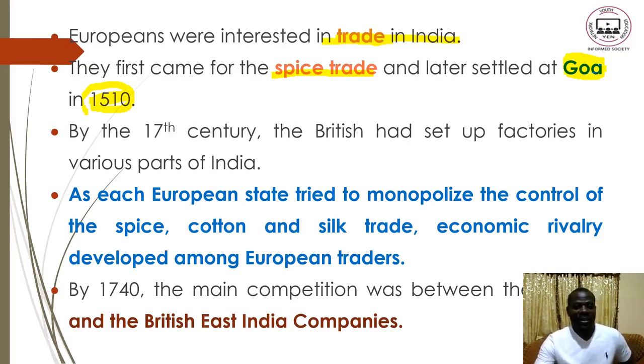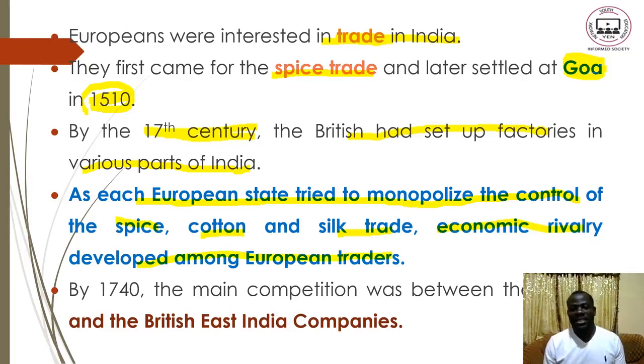Now, by the 17th century, the British had set up factories in various parts of India. So they established some industries in different parts of India by the 17th century. As each European state tried to monopolize the control of the spice, cotton, and silk trade, economic rivalry developed among the European traders.